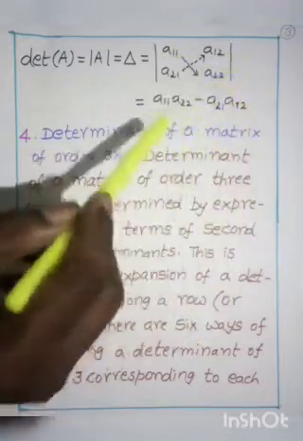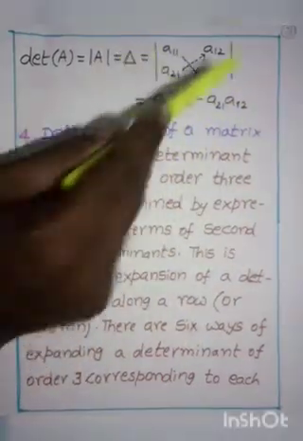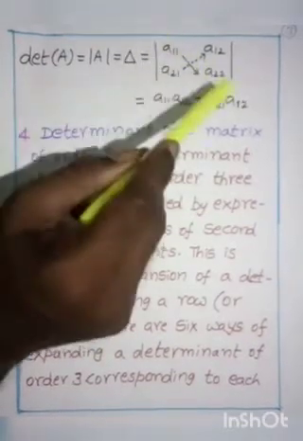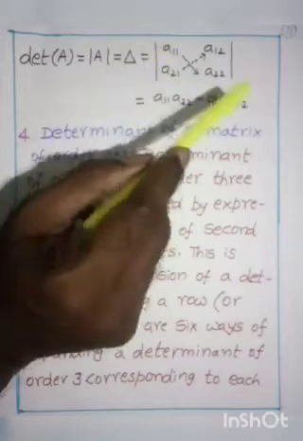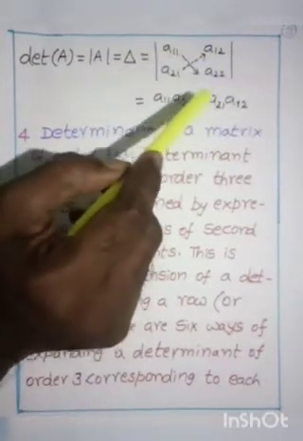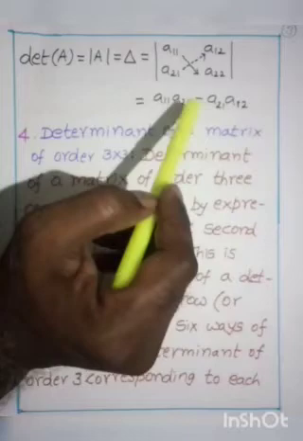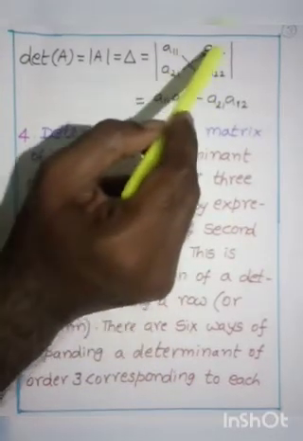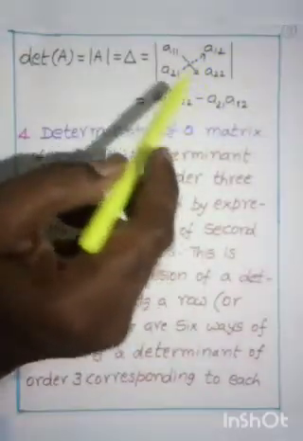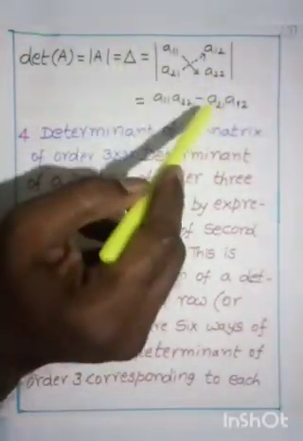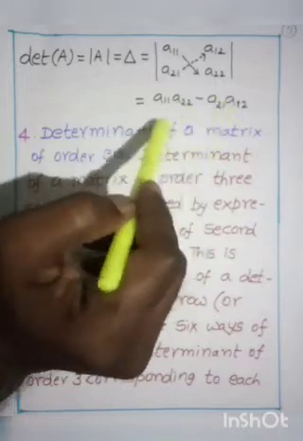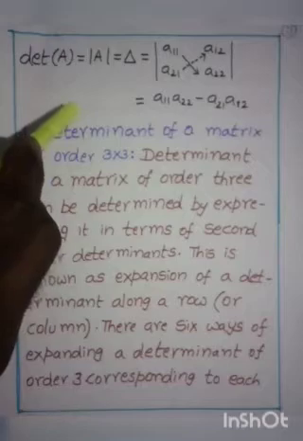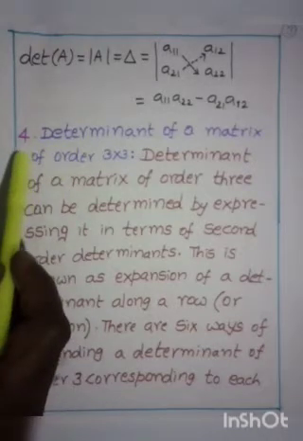To find the value of this determinant, we take cross multiplication: this number into this number minus this number into this number. That means A11 into A22 minus A21 into A12. It is just like cross multiplication, with a minus symbol in between. Understood, my dear children? That is how to find the determinant of a square matrix of order 2.